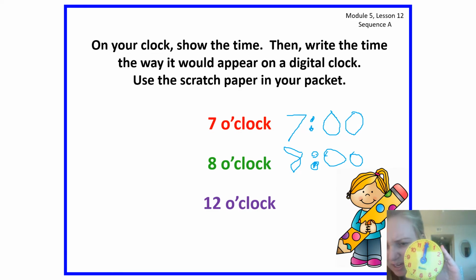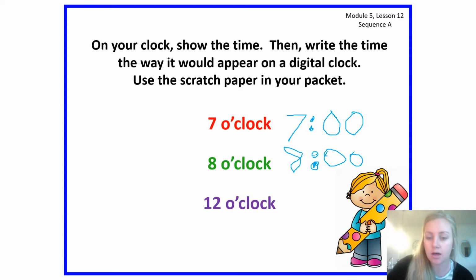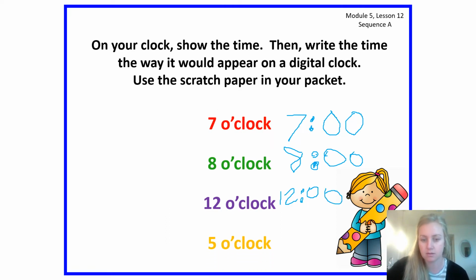Now this one's tricky. Both hands are pointing up to the 12. It's kind of hard to see my hour hand, but I know it's there. If the hour hand and the minute hand are both pointing up to the 12, it's 12 o'clock. And if I write that like a digital clock, it should look like this. 12 o'clock.